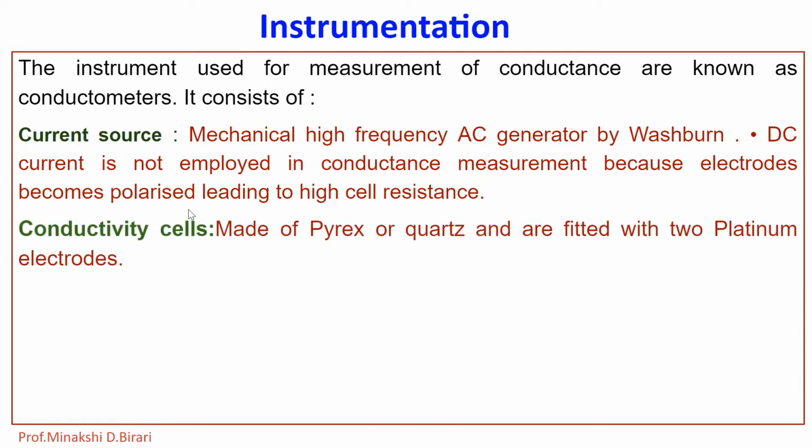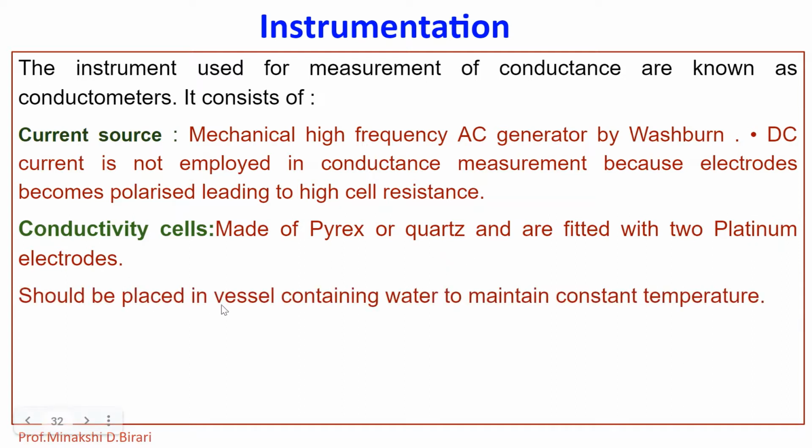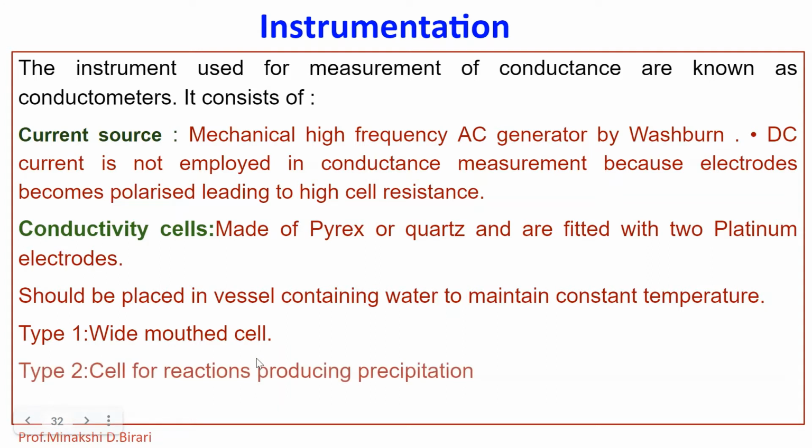Also it consists of conductivity cells. So what are conductivity cells? These are made up of pyrex or quartz and are fitted with two platinum electrodes that should be placed in a vessel which contains water to maintain constant temperature. There are different types of conductivity cells. Type 1, the wide mouth cell; type 2, the cell for reactions producing precipitation; and type 3, deep type cells.